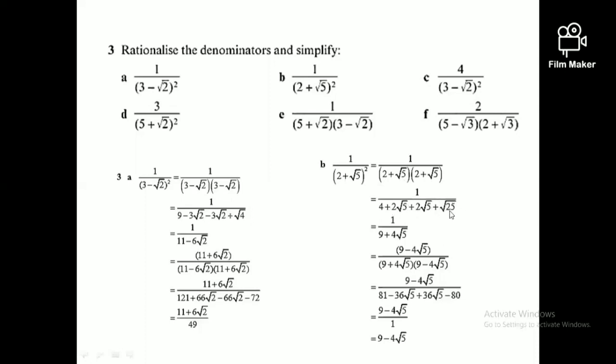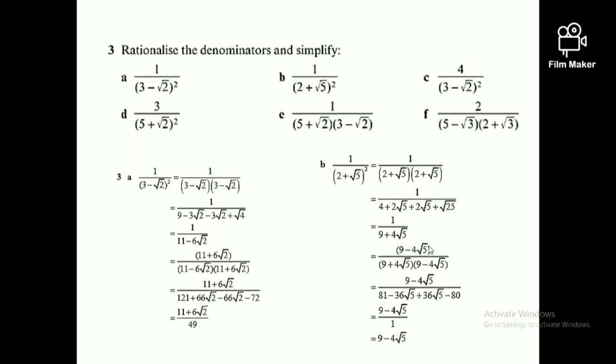How did this 5 come? Root 25 is 5. 4 plus 5 is 9. 2 root 5 plus 2 root 5 is 4 root 5. With that, you can obtain the answer as 1 over 9 plus 4 root 5. This is not the rationalized denominator version. So what you need to do? You can multiply numerator and denominator by the opposite of this, 9 minus 4 root 5.